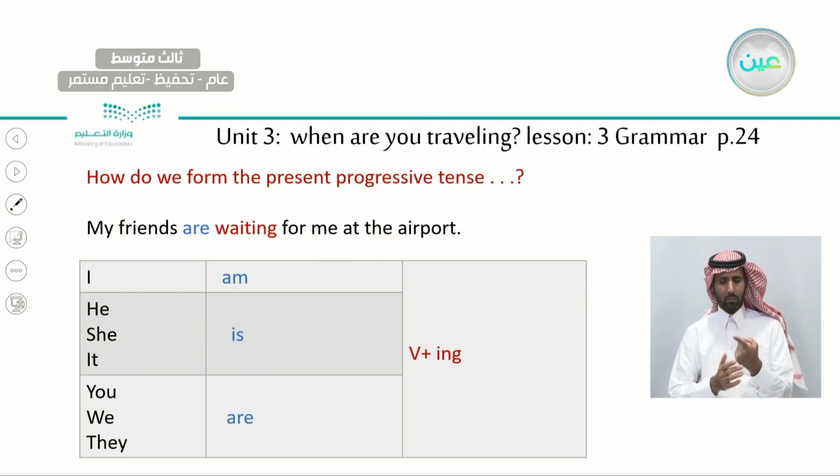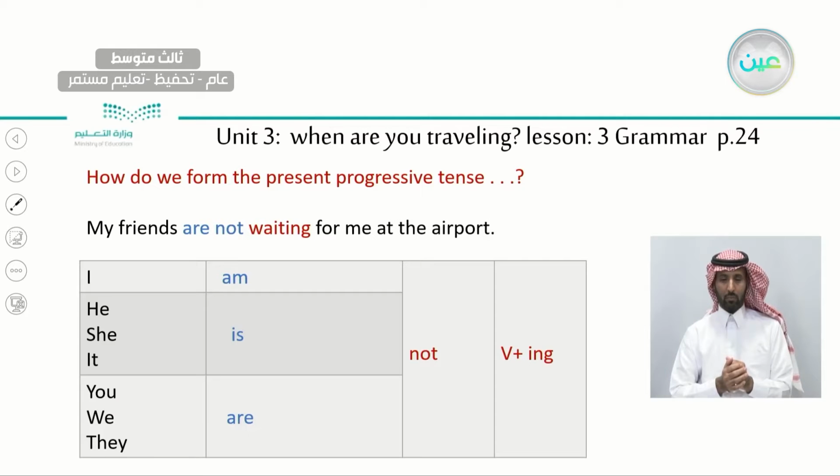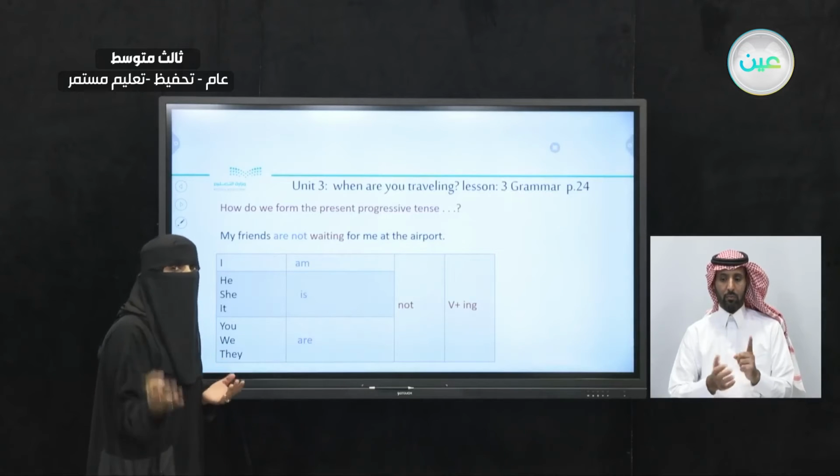Well, how do we form it, miss? We have the subject here. I, he, she, it, you, we, they. And we have the verb to be. We have I, am, he, she, it with is. You, we, they with are. Plus verb ing. Okay, so you can say she is waiting, we are waiting. Okay, this is how we form the positive or affirmative sentence.